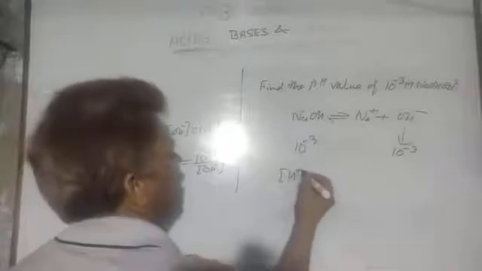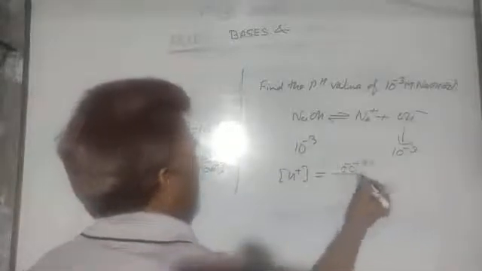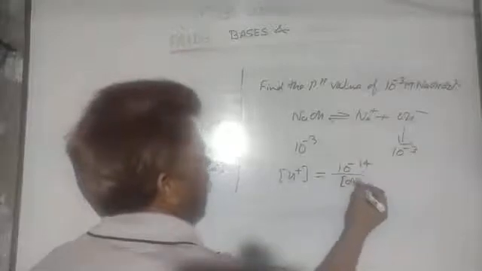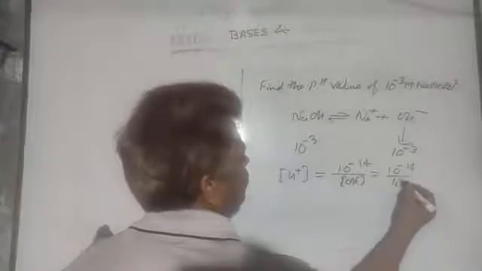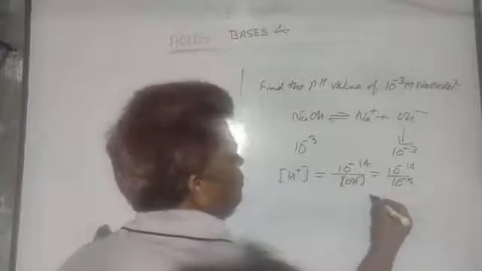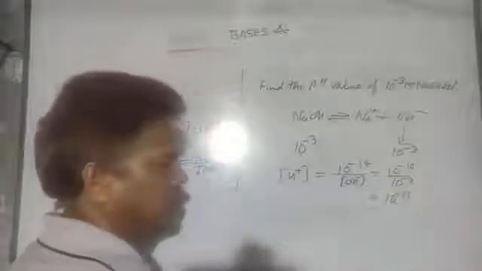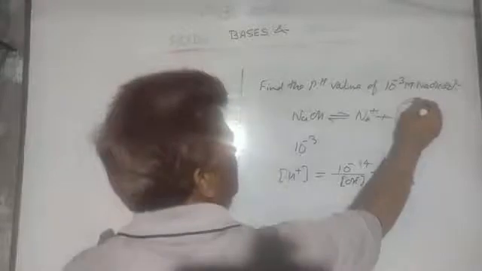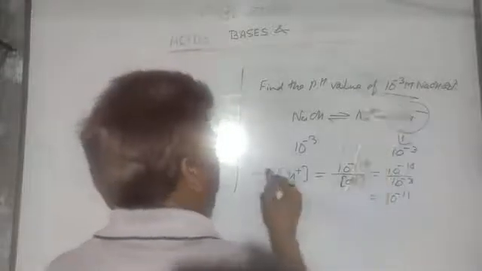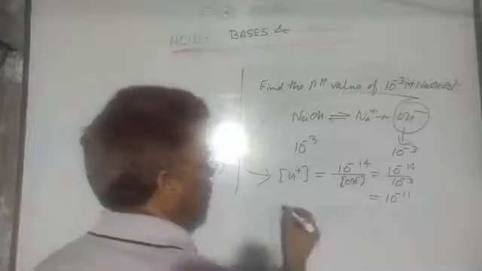So here again you write down the formula: hydrogen ion concentration equals 10 to the power minus 14 by hydroxyl ion concentration. So 10 to the power minus 14 by 10 to the power minus 3, that value comes to 10 to the power minus 11. Okay. So on the basis of hydroxyl ion concentration, you have already calculated the hydrogen ion concentration. Now you find the pH value.